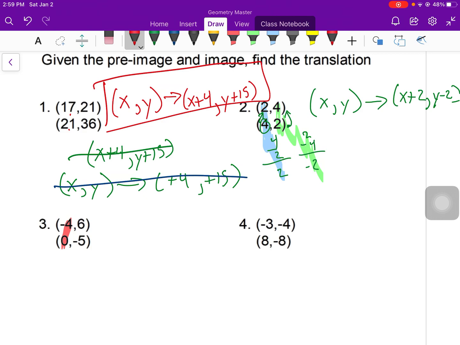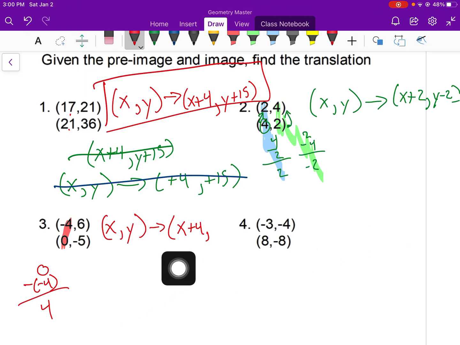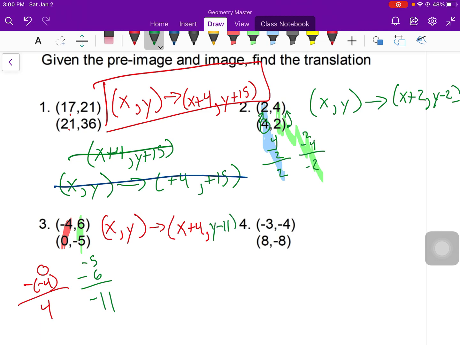So I'm going to take that image piece, 0, and subtract the pre-image piece. 0 minus negative 4 is positive 4. So this becomes x plus 4, because this is a positive 4, that is a plus 4. If I do the same thing here, I would do negative 5 minus 6, which is negative 11. That gives me y minus 11.